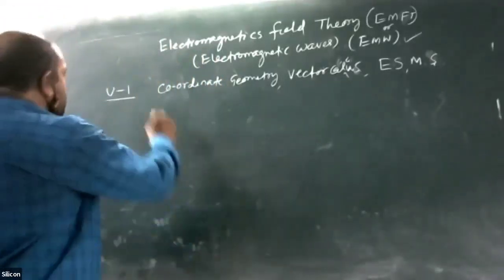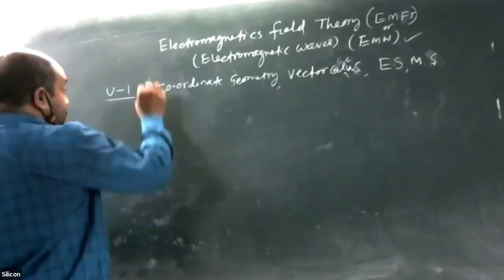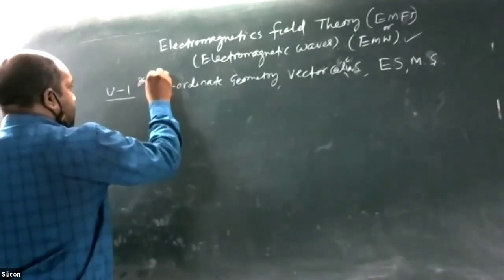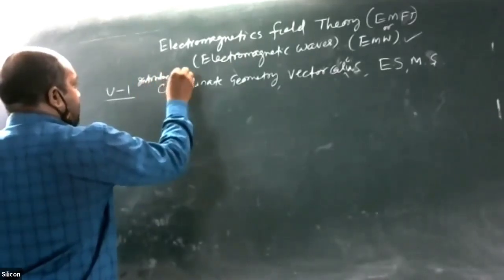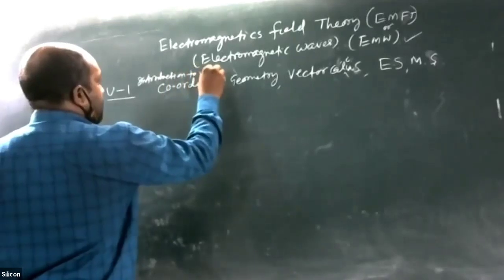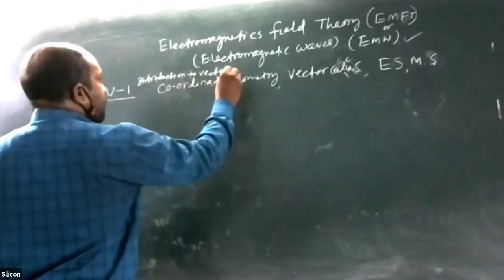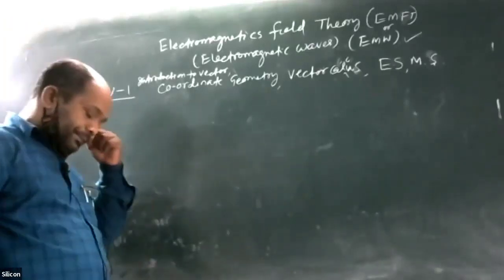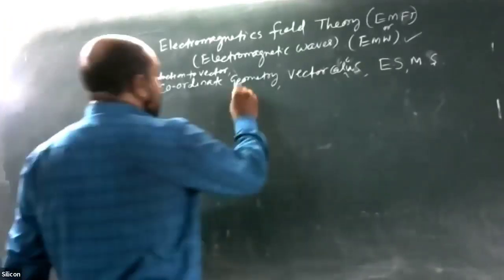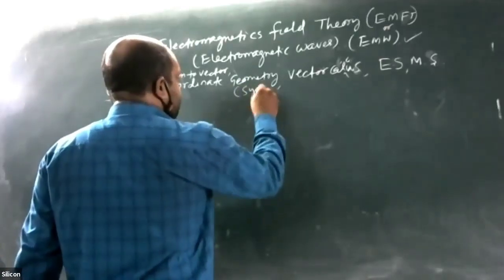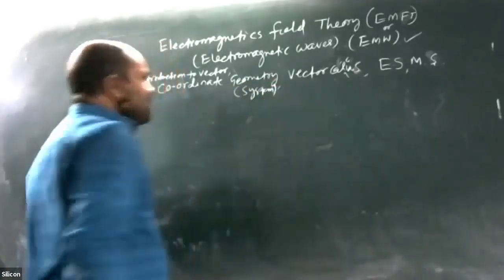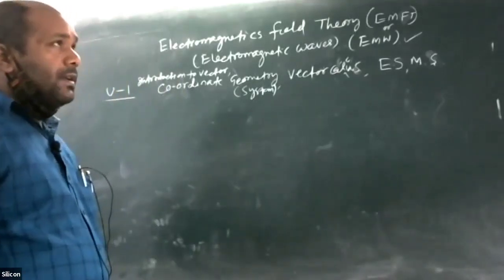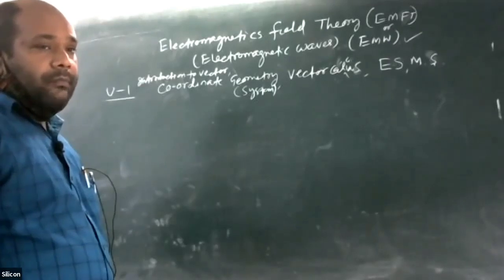And today, in this class, we will go for introduction to vector. Already you know this. Introduction to vector, coordinate system. You can write coordinate system; coordinate geometry is not appropriate. Followed by vector calculus and electrostatic, and then we'll go for magnetostatic.